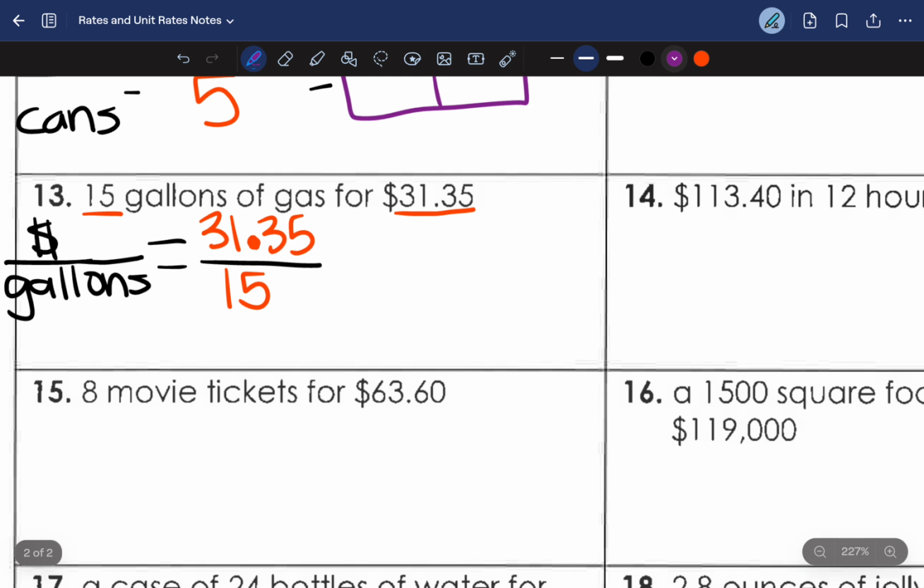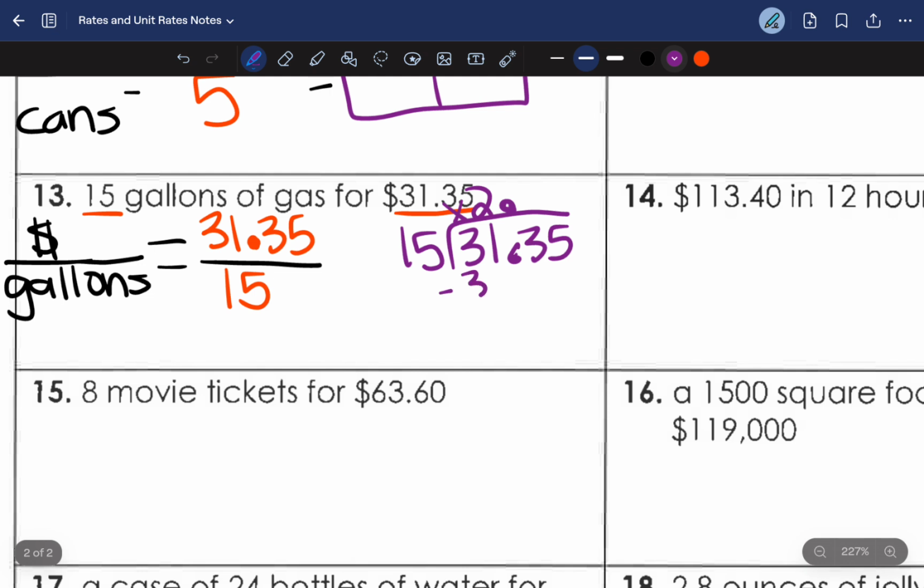So I'm going to put 31.35 in the house, and I'm going to divide by 15. I don't have to move any decimals, so I'm just going to bring this decimal up into the quotient. And if I look, 3 is definitely small. It goes in 2 times.